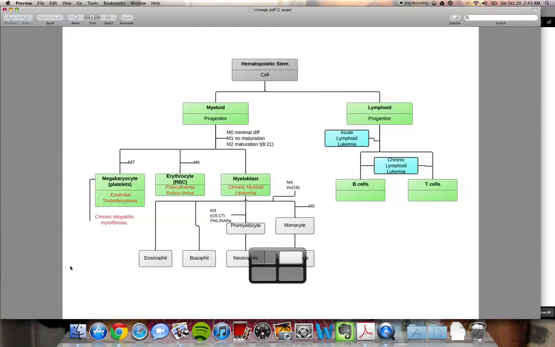M5 is right here. It's acute monocytic. So acute myeloid leukemia monocytic, you're not able to make this. You get stuck here. M6, you have acute myeloid leukemia erythroleukemia. You get stuck right here. You're not able to make erythrocytes. So in your bone marrow, you're going to have greater than 50% erythrocyte progenitors. M7 is megakaryocytic, so you're not able to make platelets, so you're going to get stuck here.